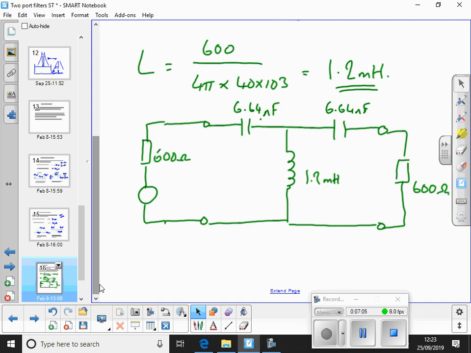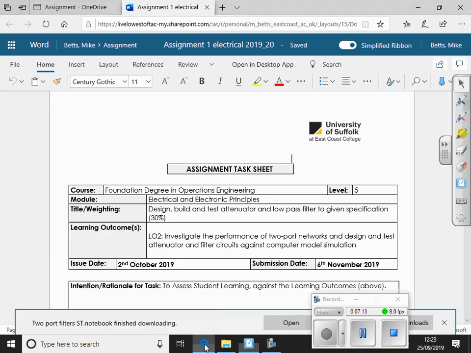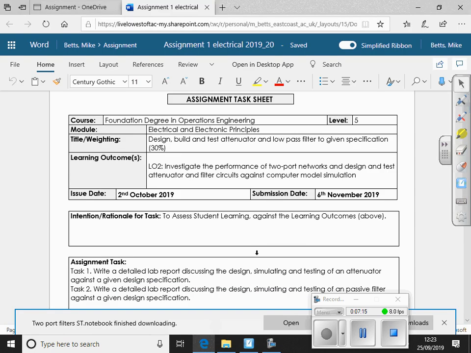Because we're going to have a look at the assignment. Again, I'm going to get this printed out for next week, so that you've got it to hand. Right. Title: Design, build and test attenuator and low pass filter to given specification. That's worth 30% of the mark for the module, so the two exams are worth the other 70%. That's learning outcome 2: investigate the performance of two-port networks.